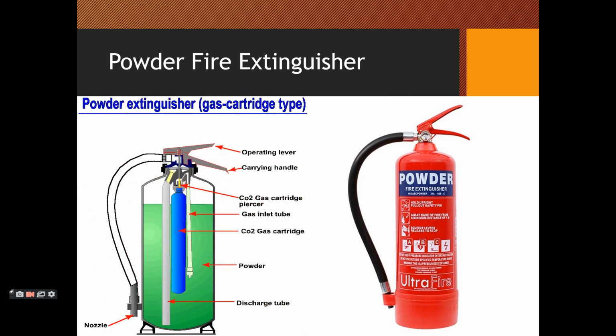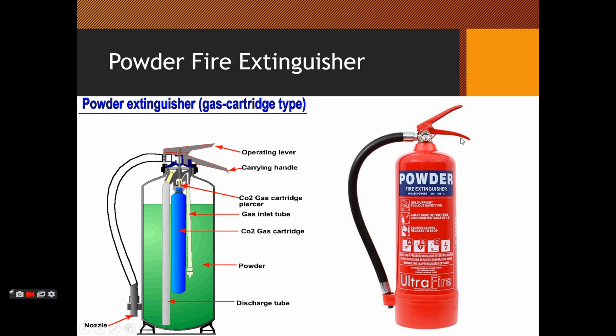Powder fire extinguishers. So this is a powder fire extinguisher, gas cartridge type. This is the cylinder. From the outside it will look like this, and this is the internal. From the inside it will look like this. This is the operating lever. This is the carrying handle.